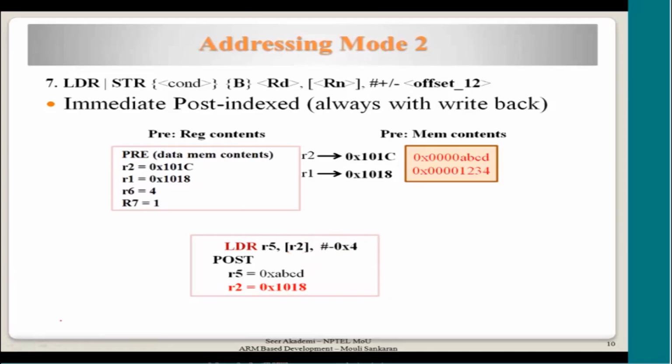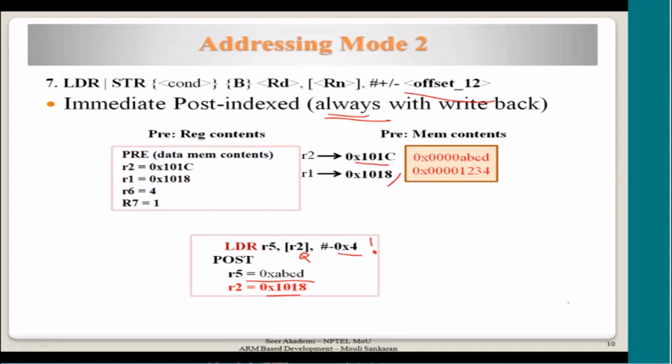So you also see the value being copied. R2 is already pointing here, so ABCD is moved into R5, and then it is subtracted. 4 is subtracted, so it will come here. R2 is changed. Without an exclamation mark, the base register R2 is modified. Please remember that. And the offset is 12 bit because it is an immediate constant. So it is always a write back in a post index format.